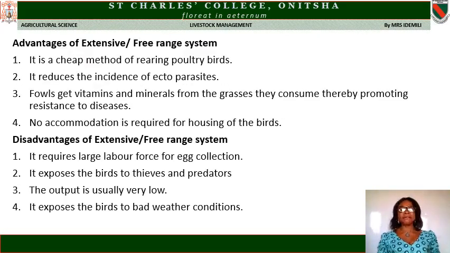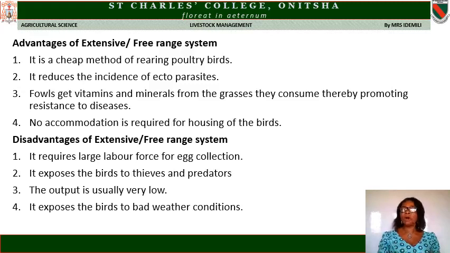Advantages of the extensive or free-range system. 1. It is cheaper. It is a cheap method of rearing poultry birds. 2. It reduces the incidence of ectoparasites, which is very common where animals are packed in a place. 3. Fowls get vitamins and minerals from the grasses they consume, thereby promoting resistance to diseases. Number 4, no accommodation is required for housing the birds.